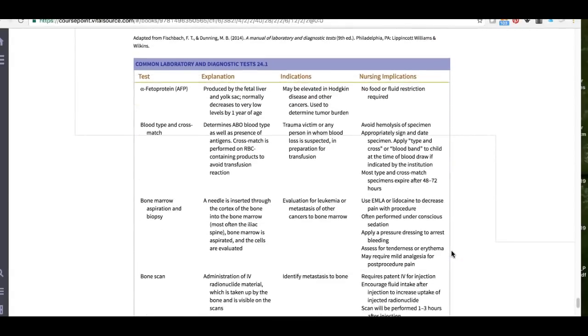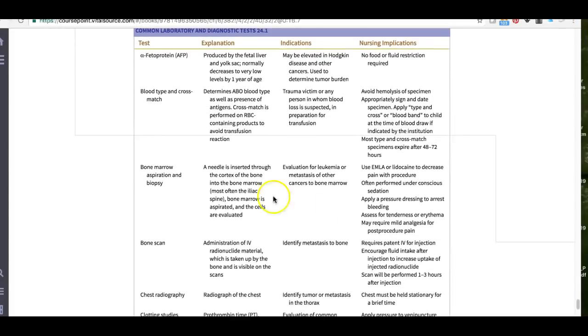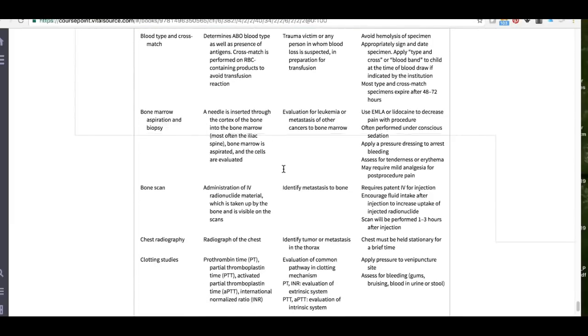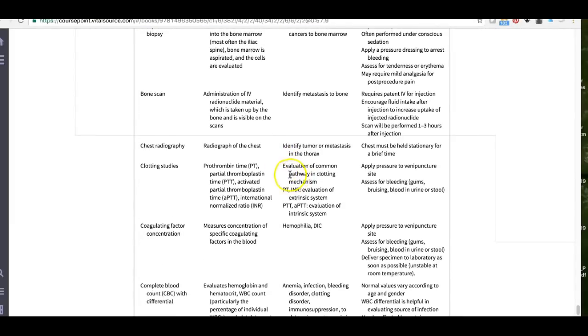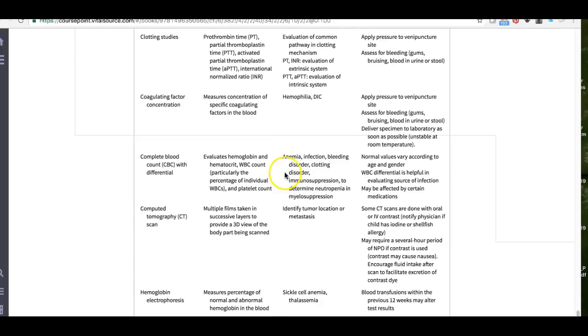All right. Talks about bone marrow, and we talked about that. That is a definitive diagnostic tool for leukemia. Okay. Clotting studies is going to evaluate your clotting, and it's also going to be used when we're talking about platelets, thrombocytopenia, etc. CBC, we talked about that. It's going to tell us if we're anemic. It's going to tell us if there's some sort of infection. And again, based on the differential, what white blood cells are elevated, that is either a viral infection or a bacterial infection. You don't need to know that information.